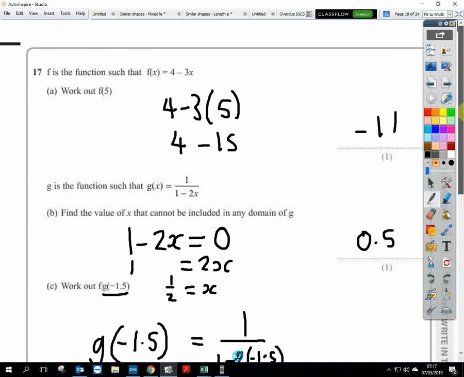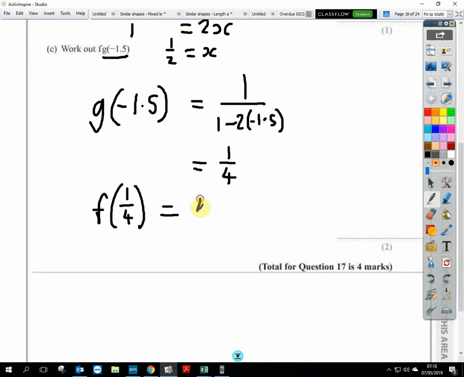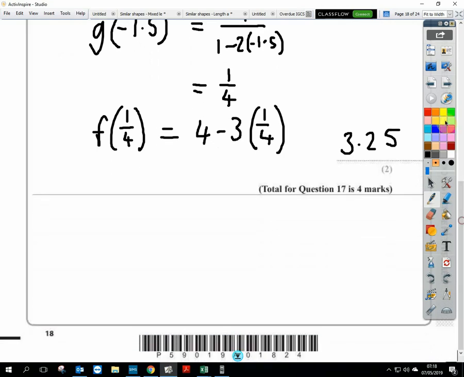And then you work out f of a quarter. For f it's 4 minus 3x, so it's 4 minus 3 times a quarter. And you type this into the calculator, and you end up with 3.25 as the answer, or 13 over 4 is fine as well.